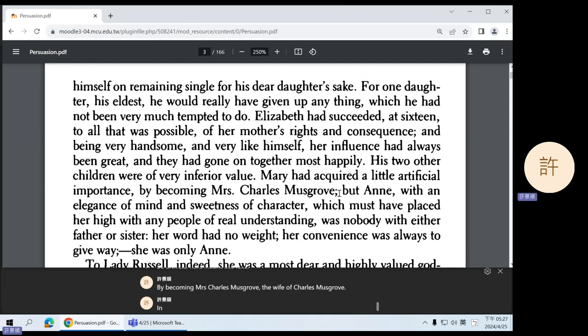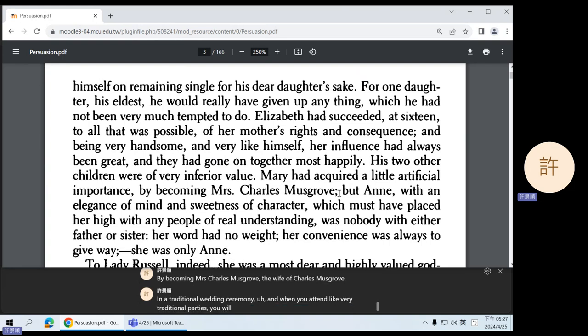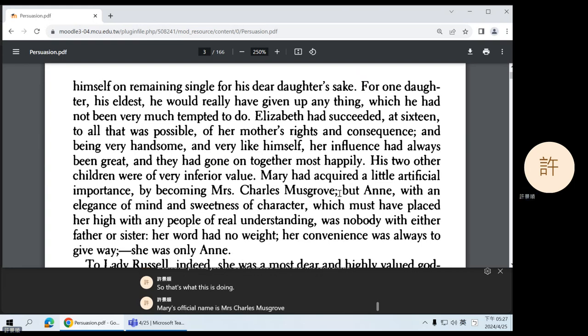In a traditional wedding ceremony, and when you attend very traditional parties, you will be introduced as Mr. and Mrs. John Smith. So that's what this is doing. Mary's official name is Mrs. Charles Musgrove.